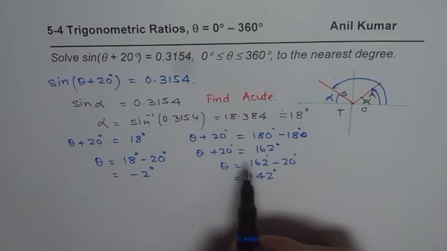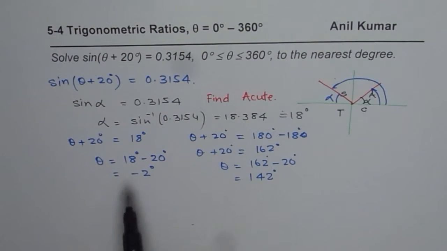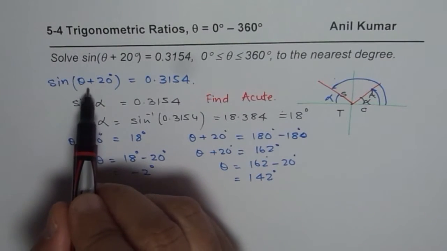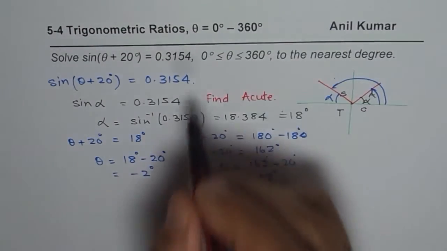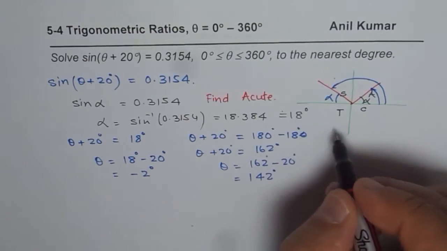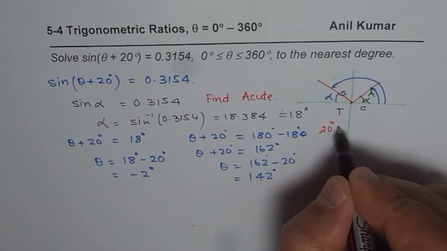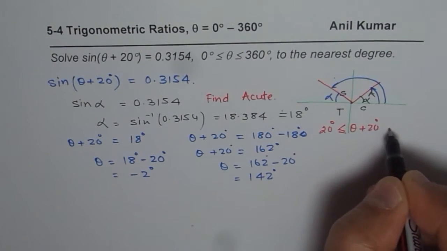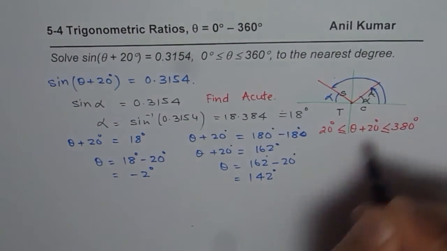Now, what should we do for the first answer? The reason for not getting the right answer here is that the domain given to us was for theta. But we are working on theta plus 20, right? So when we say theta plus 20, we have to add 20 on both sides. So the domain changes. Strictly speaking, our domain now becomes, we'll add 20 to each side, so it becomes from 20 degrees to, this is theta plus 20 degrees, to 380 degrees. You get the point?